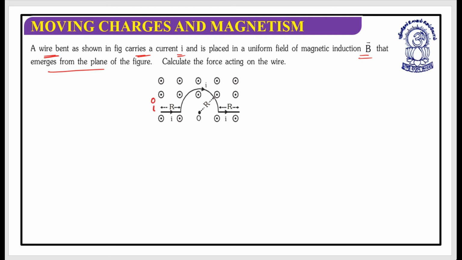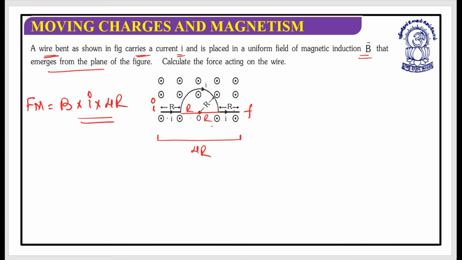Let's suppose this is the initial point and this is the final point. I need to make a wire from here to here. This is R, and this is also R, so the total is 4R. So the magnetic force could be written as B into I into 4R. This is the magnetic force.